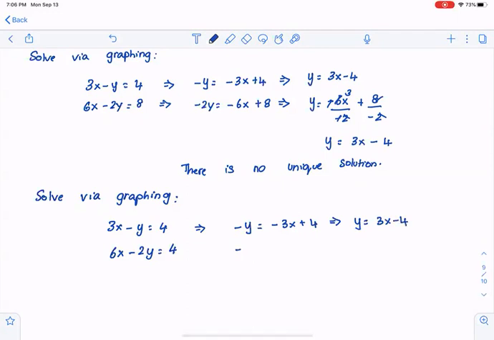Likewise, negative 2y would be equal to negative 6x plus 4. Multiply by negative on both sides, 2y would be equal to 6x minus 4. Divide by 2, so y would be equal to 6 over 2, which is 3x, minus 4 over 2, I get minus 2. Just by looking at the equations, we should be able to say that lines are parallel to each other. Parallel lines will have the same slope, and they do have the same slope.